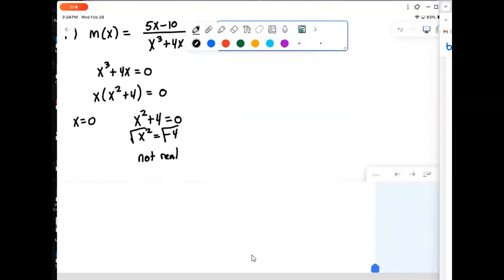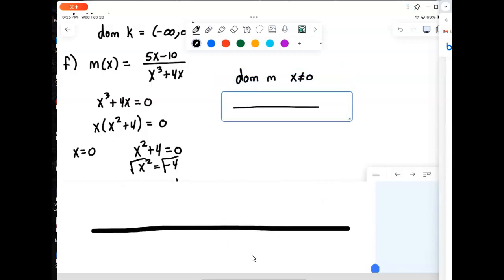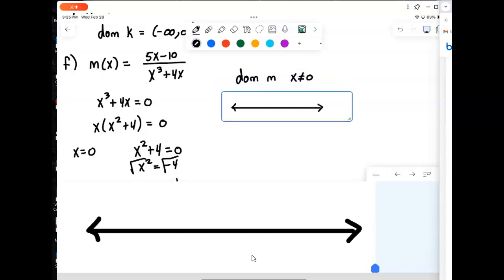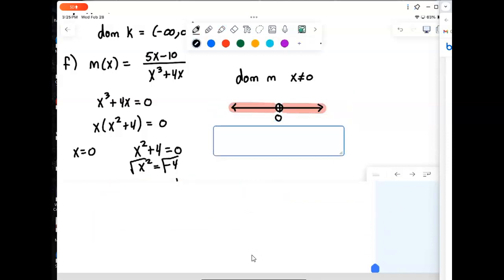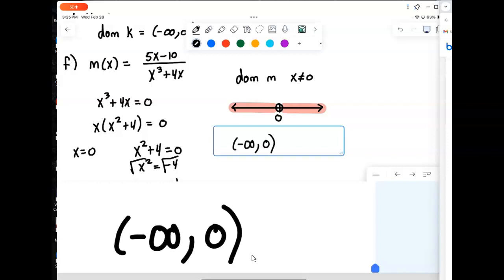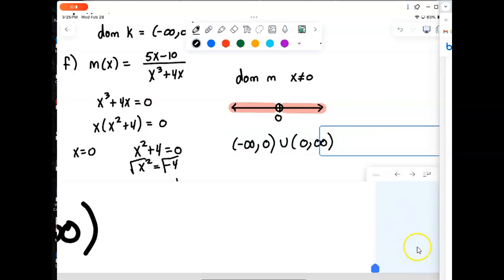So when it comes to the domain of the function here now, domain of m, we would say x can't be 0. But again, they're very often going to want the interval notation. So let's give it that. So not allowed to be 0, but we can be anything else. So anything over here, anything over here. And then we put that idea together. We have the interval from negative infinity up to 0, union the interval from 0 on to infinity.